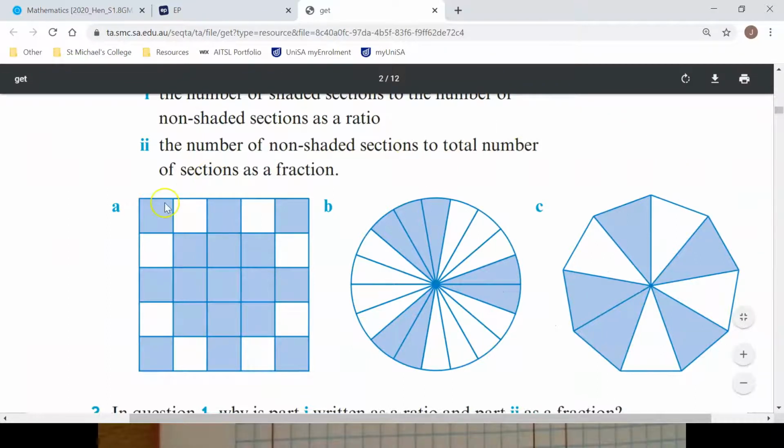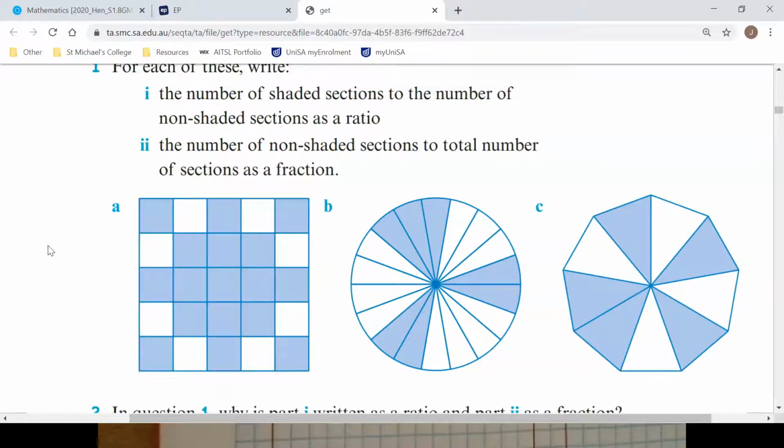Same thing, you're going to do the number of shaded sections to the number of non-shaded sections first as a ratio, and then in part B, you're going to do the number of non-shaded sections to the total number of sections as a fraction. Alright, so I'll give you 2 minutes to do that.